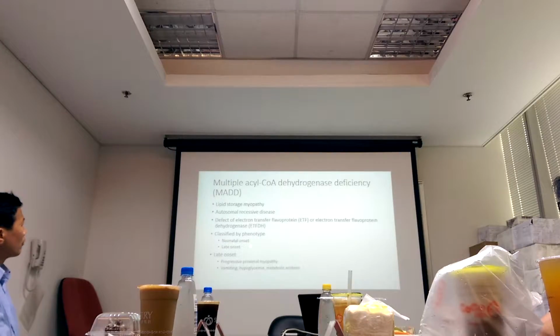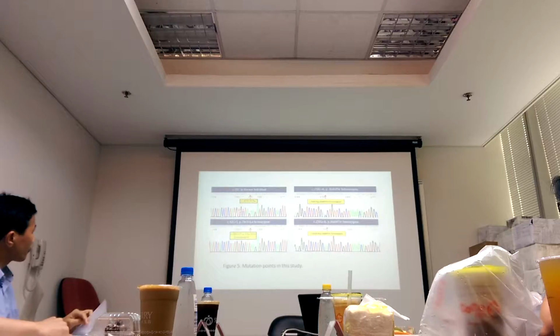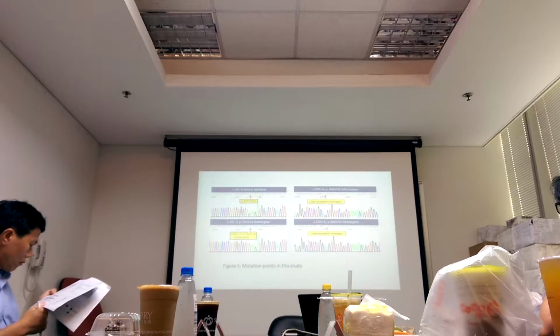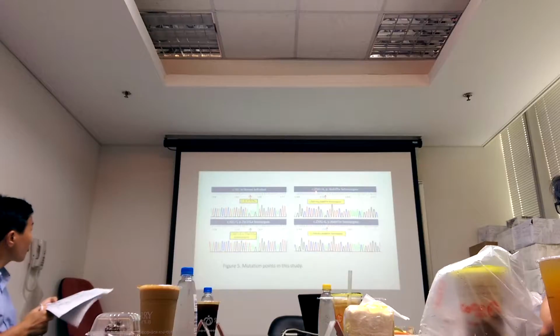The first one is neonatal onset. The second one is late onset. Our patient is the late onset form. About the symptoms of late onset, they will have progressive proximal myopathy, vomiting, hypoglycemia, and metabolic acidosis. Then, we looked at the gene mutation. We found gene mutation points in this study. We have two gene mutation points in the patient. The first one is codon 92C>T, and the second one is codon 250G>A. About the carrier, the father also has the mutation, but it is heterozygous on codon 250G>A.